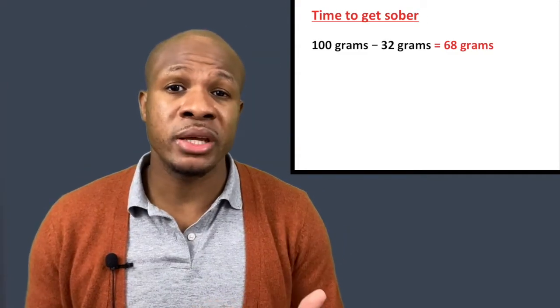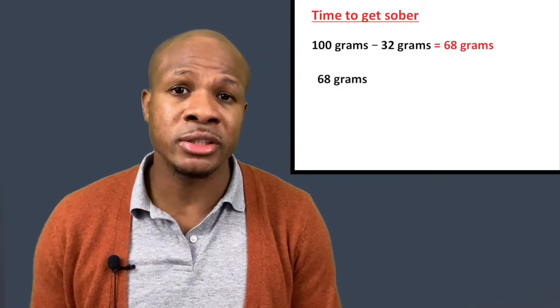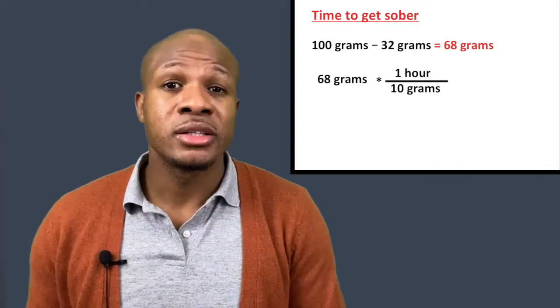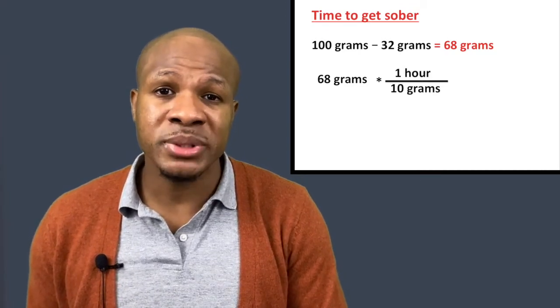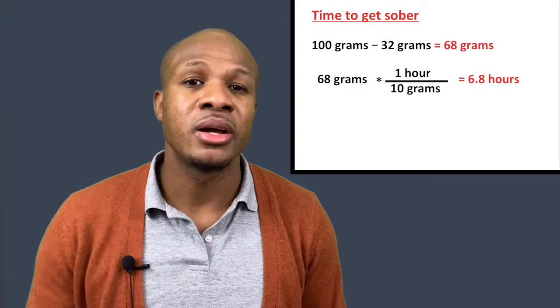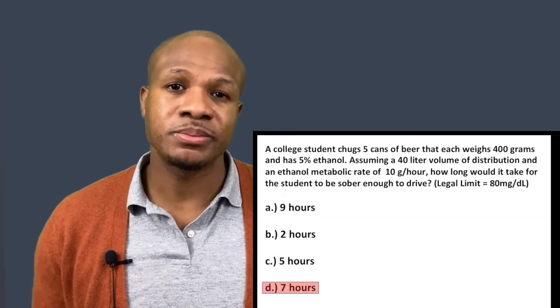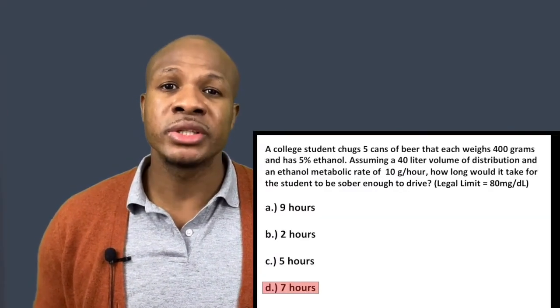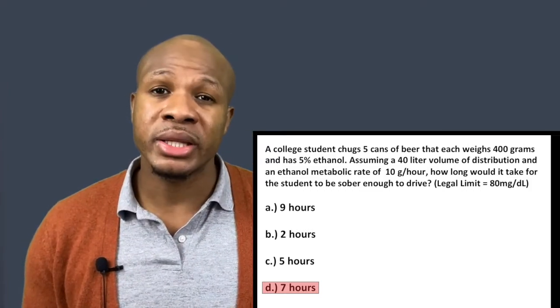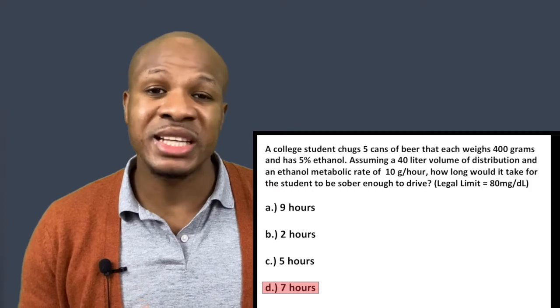And how long would it take for 68 grams of ethanol to be eliminated? We're told that the elimination rate is 10 grams per hour. So dividing 68 grams by 10 grams per hour, what do we get? We get 6.8 hours, which is approximately 7 hours. So it will take about 7 hours for the student to get to a legal limit of alcohol, for him to get sober. And the correct answer would be answer choice D, 7 hours.